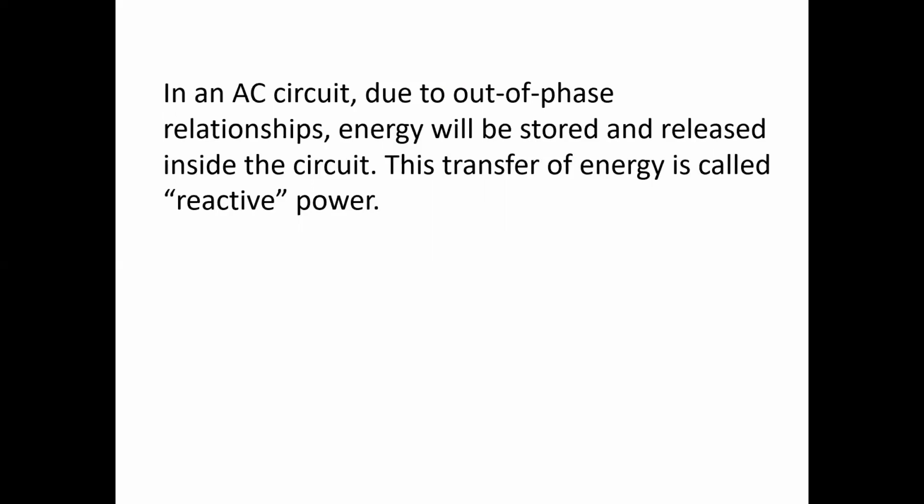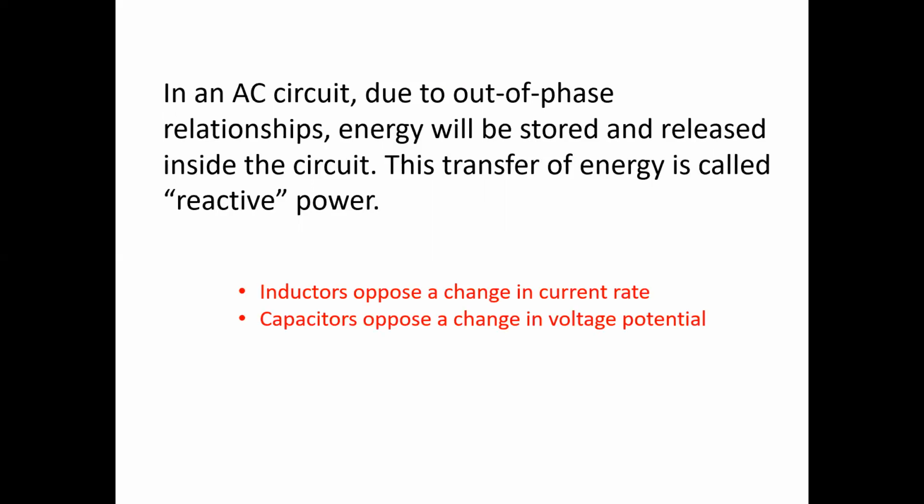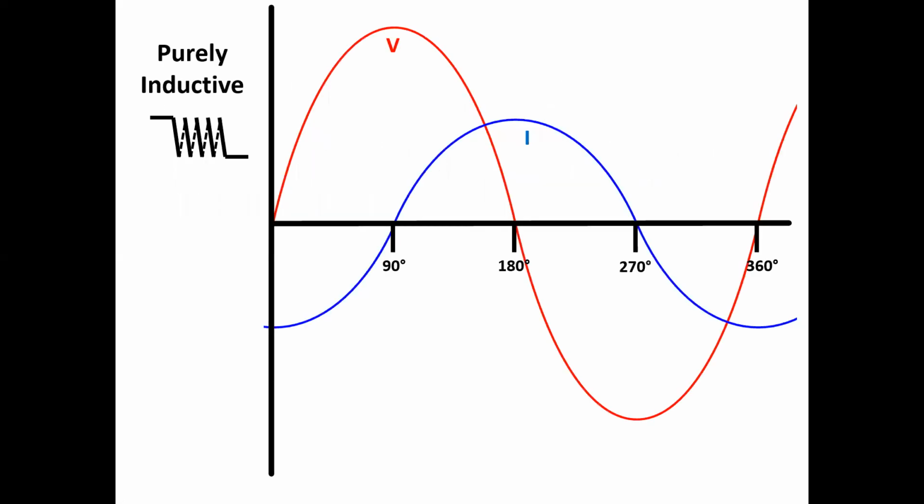So let's take a look at the first out-of-phase component that we have. And the first out-of-phase component we have is an inductor. And remember, an inductor will oppose a change in current rate, while a capacitor will oppose a change in voltage potential. So they're both opposing something within the circuit. So let's look at an inductor. So here's a purely inductive AC circuit.